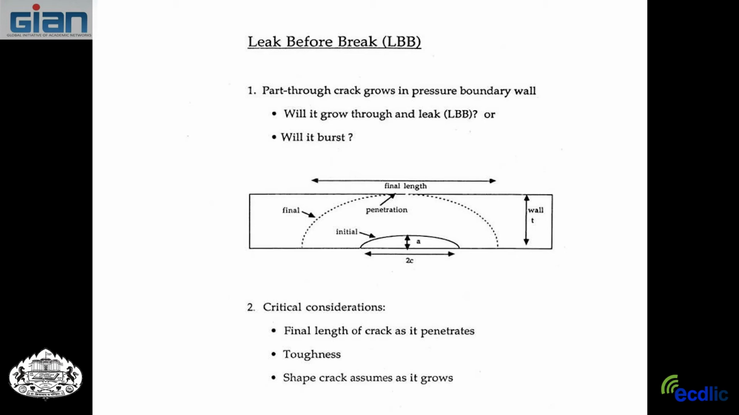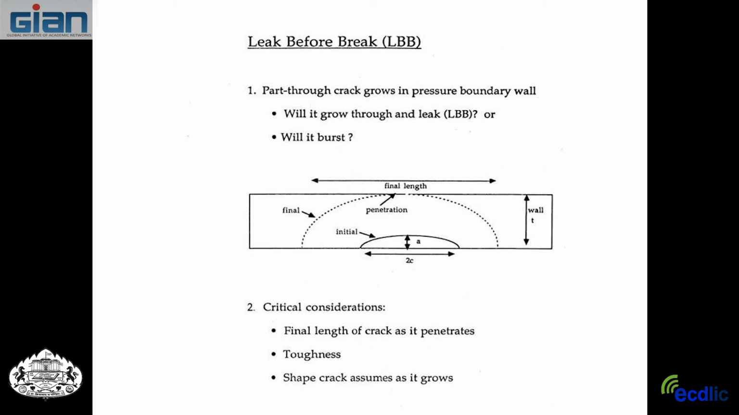If it has reached K1C by this time, it's going to burst before it leaks. And if it hasn't reached K1C, it'll leak before it bursts. So this is called leak before break. You have to decide whether you're going to leak or whether you're going to break first. So you assume the surface flaw grows, then when it gets through, take that size as the crack size and see if that would burst.